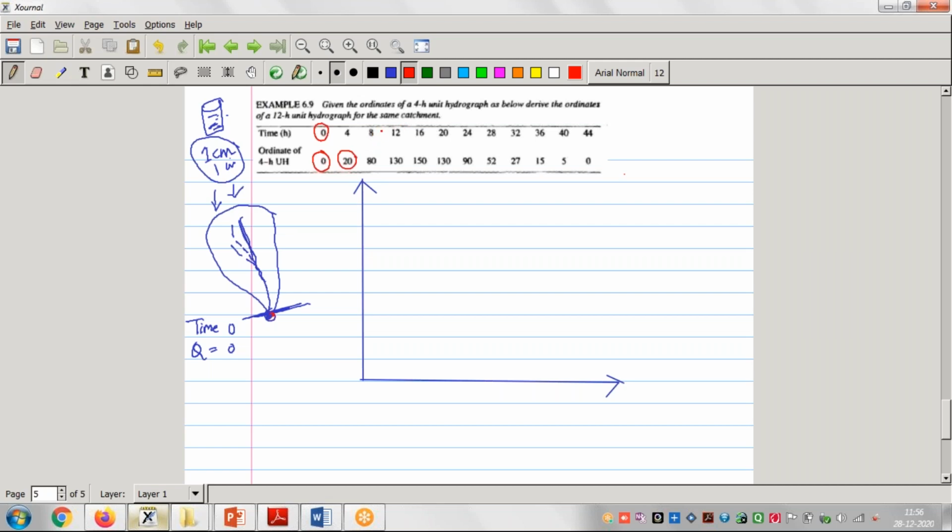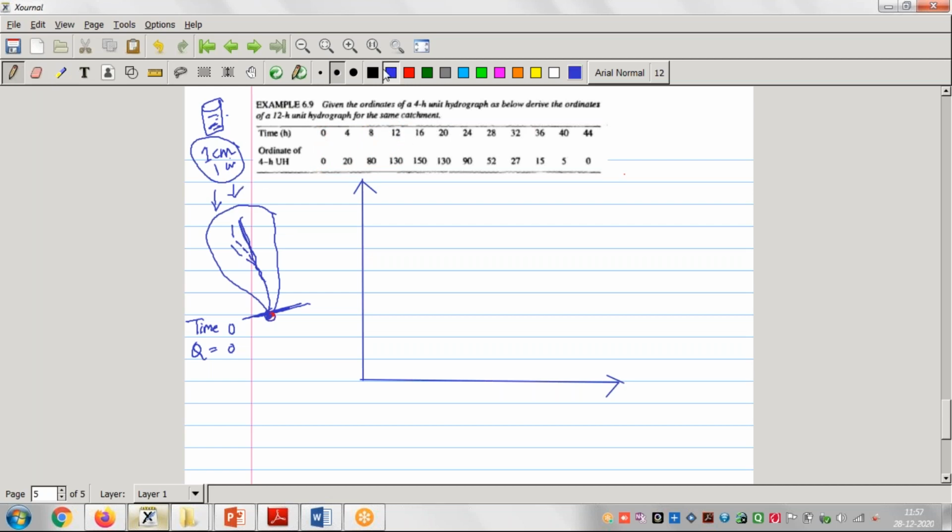Now, regularly after every 4 hours, a person is there, or automatically after every 4 hours, this discharge value is noted down, right? Like 80, 130, 150, 90, 52, and then see why this is reducing. Reducing means what happened?